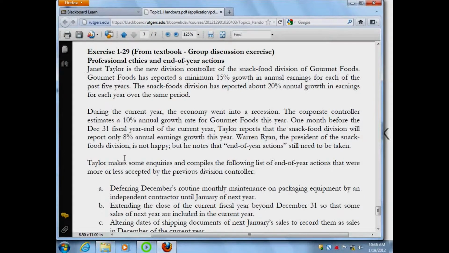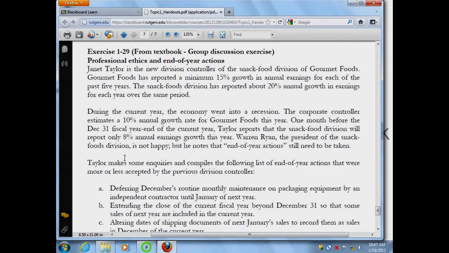Before you start, I want to introduce you to the situation. So this is Janet Taylor. So you are all Janet Taylor, the new division controller of the snack food division of Gourmet Foods. Now, what does the word controller mean? Has anyone heard it? Controller simply means chief accountant. So Gourmet Foods has reported a minimum 15% growth in annual earnings for each of the past 5 years. The snack foods division has reported about 20% annual growth in earnings for that period. So we've grown at more than the company average. We've been a star performer.